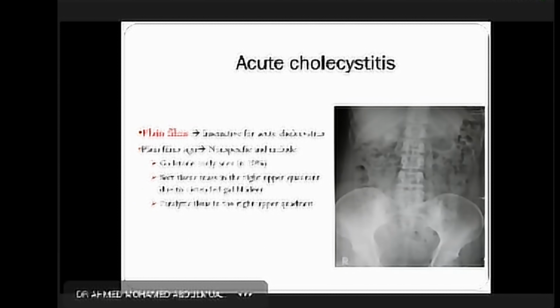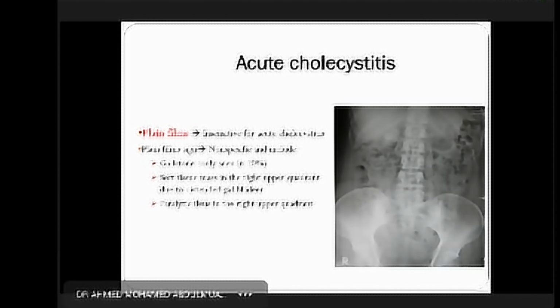Cholecystitis. As I told you, the best modality is ultrasound. It can be easily seen, because on a biliary graph, many times the gallstones will be radiolucent, so you cannot see them. Only in 10% may you see them on a biliary graph. So that's why ultrasound is the best modality to diagnose gallstones.